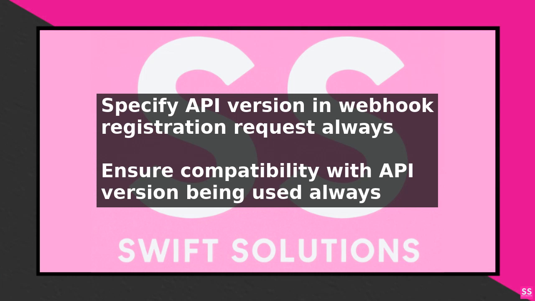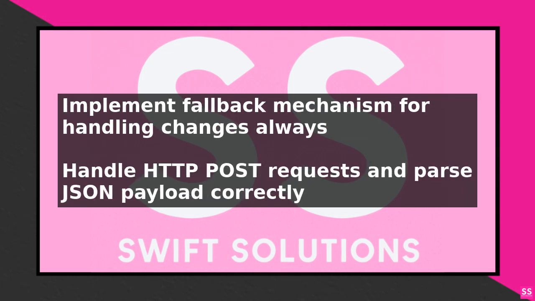Best practice is to always specify the version of the API you are using when registering a webhook, to ensure compatibility and avoid any issues with the webhook notifications. In addition, it is recommended to implement a mechanism to handle changes to the webhook notifications between different versions of the API. This can be done by implementing a fallback mechanism that can handle any changes to the webhook notifications, to ensure that your application remains compatible with the Bill.com API.